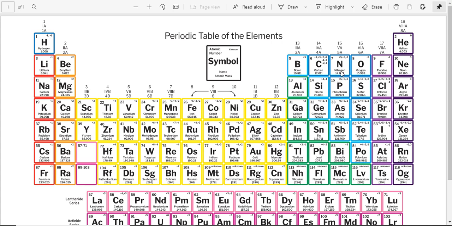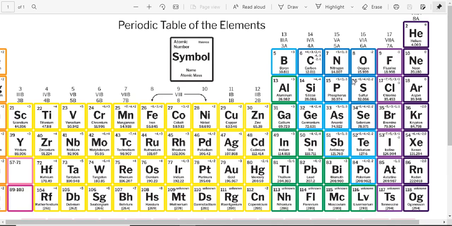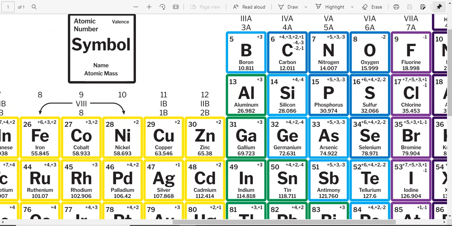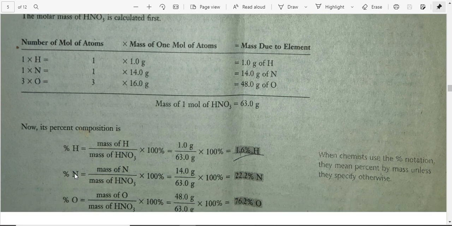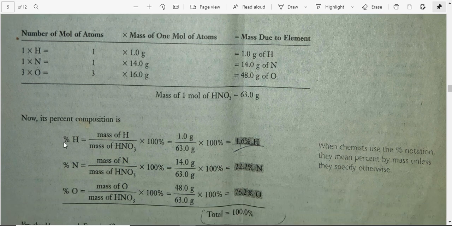Next is for your oxygen. Oxygen is 16 times 3. Therefore 1 plus 14 plus 48, which is equal to 63. Okay, so that is the total mass of your compound. Example, you take each one. For the hydrogen, you have 1 divided by 63, where 63 is the total mass or molar mass of your HNO3.